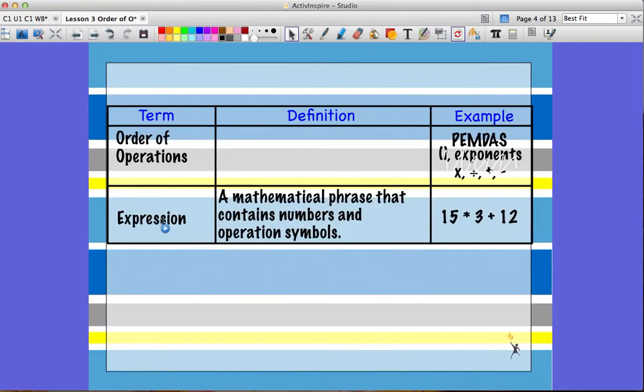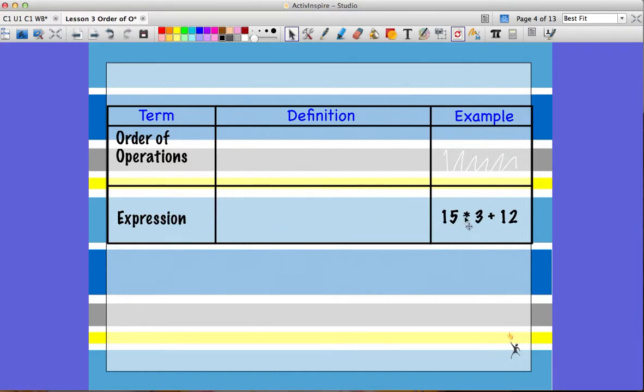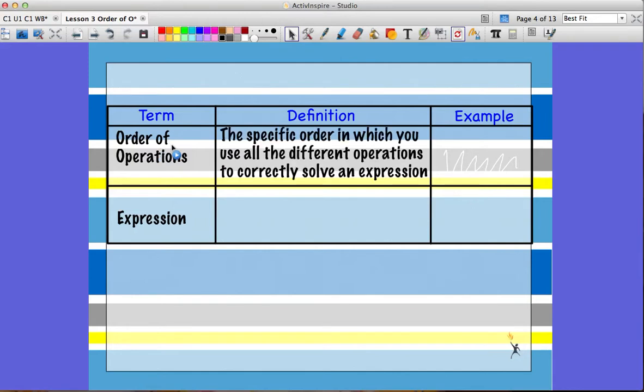The answer to this comes in the form of the order of operations. The order of operations tells us the specific order in which you use all the different operations to correctly solve an expression. As an example, we're just going to use PEMDAS. Don't worry about what PEMDAS stands for right now, which is why I've colored all this in. I just want you to write down the acronym PEMDAS.